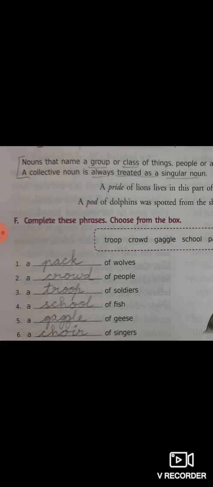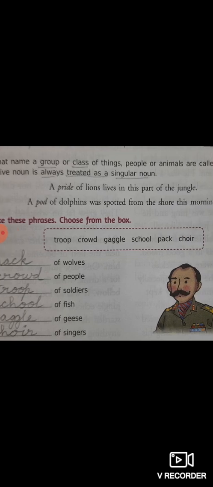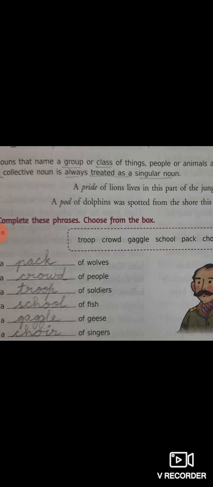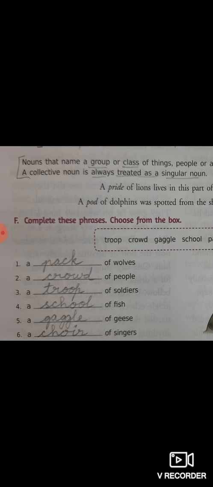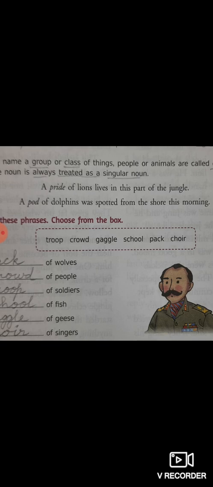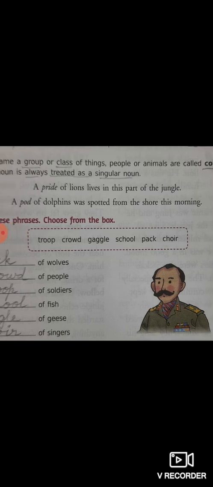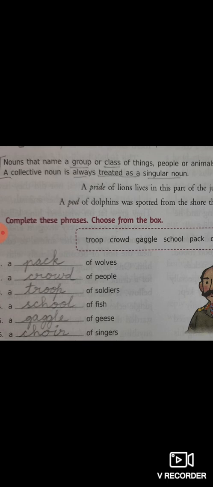But you see the rule: a collective noun is always treated as a singular noun. A pride. They are not saying prides. A pod. So it's a singular noun. So the collective, group of lions, we call it pride. Group of dolphins, we call it pod.